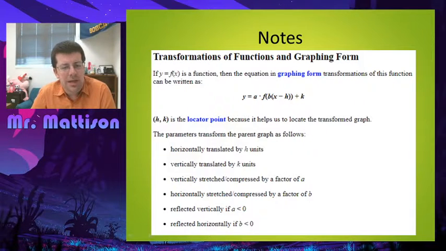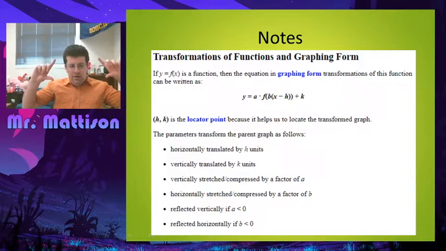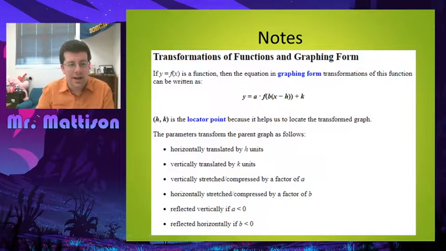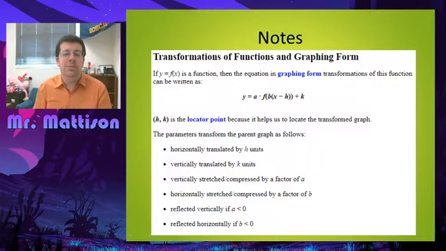So things you should be able to know how they do. Horizontal shifts are done by the H, vertical shifts are done by the K. Vertical stretches or compressions are done by the A. Horizontal stretches or compressions are done by the B. And if I want to get a vertical reflection, that's going to be making my A negative. If I want to get a horizontal reflection, which we haven't covered a lot yet, that's when I make my B value negative, and I will get that.